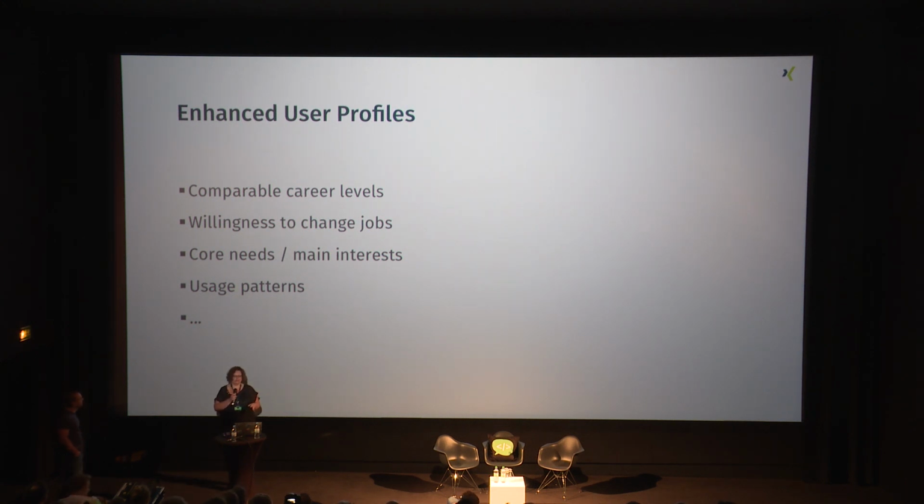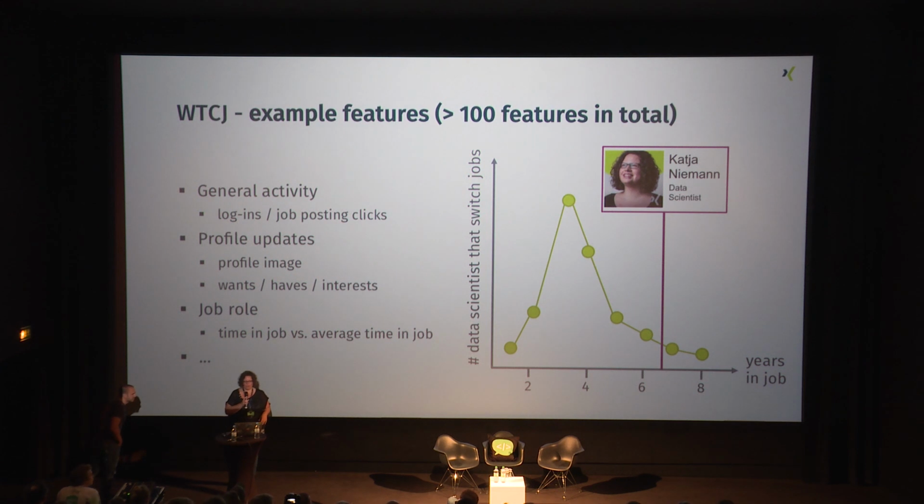And then we have a lot of other things, how we enhance the user profiles, like the core needs, where we say, okay, why is a user on the platform? Is he interested in news, or is he interested in making contacts, or is he looking for job postings, and so on. So for the willingness to change jobs, we use more than 100 features in total.